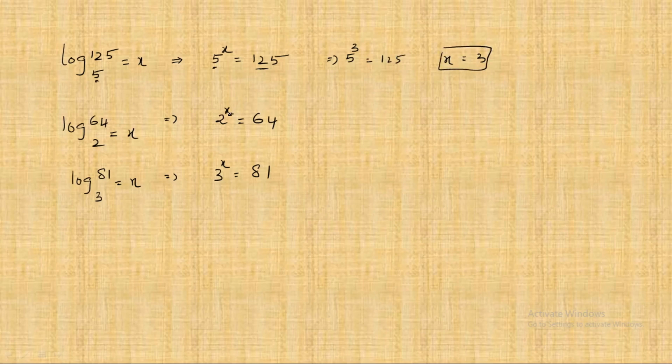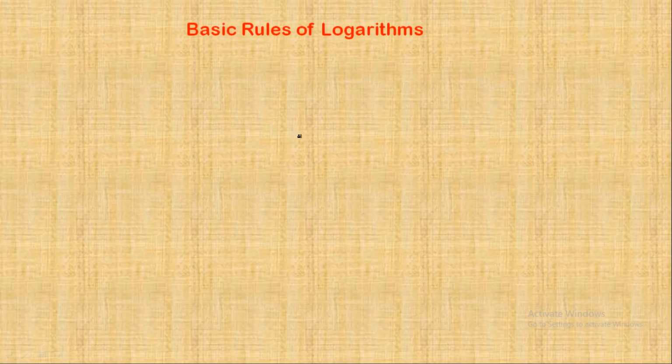Similarly here also this 2 needs to be raised 6 times so that the x value will become 6. So here this x needs to be raised 4 times, then this becomes the value of this x. So x is equal to 4. So this is how we convert logarithmic form into exponential form. We will discuss some basic rules of logarithms.